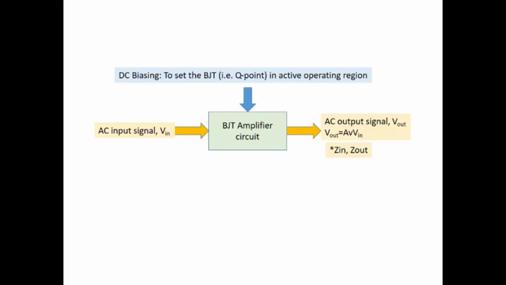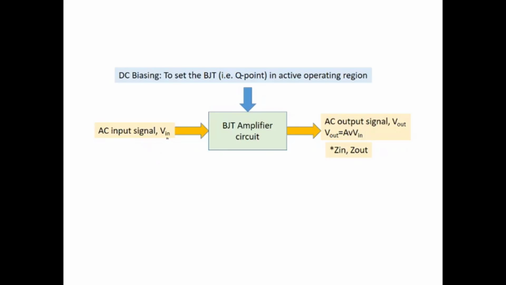Okay, this week we will discuss and learn about how we can do the DC analysis for the BJT amplifier circuit. This slide shows the block diagram of the BJT amplifier circuit. The input for the amplifier is an AC input signal, because the function of an amplifier is to amplify the AC signal. So the input for the circuit should be the AC signal.